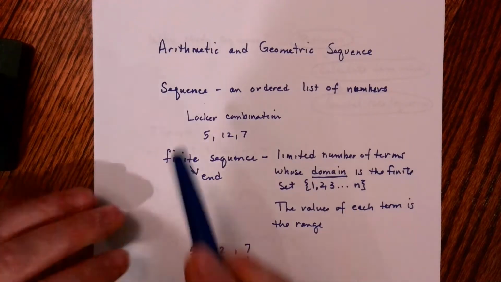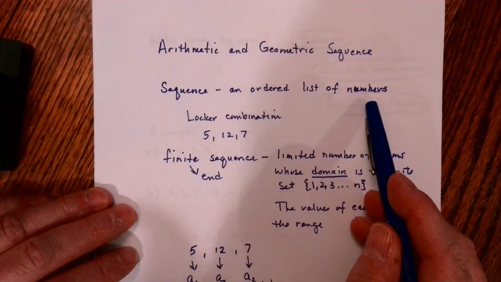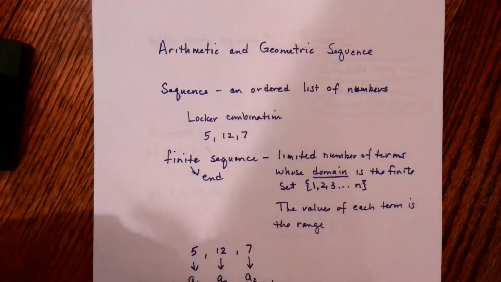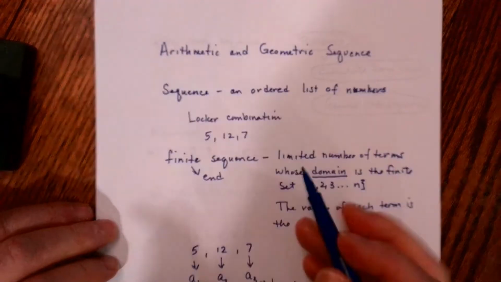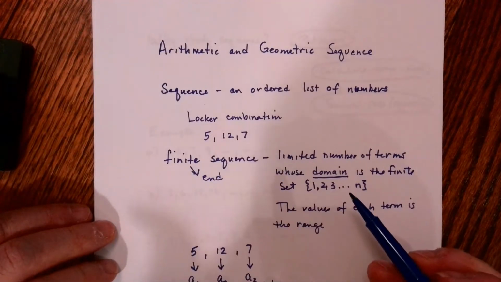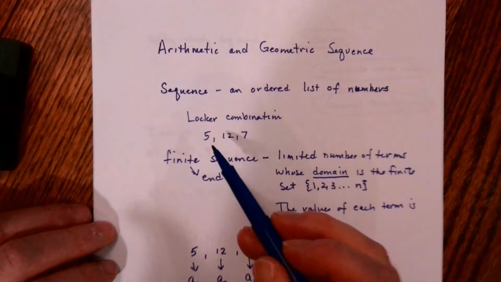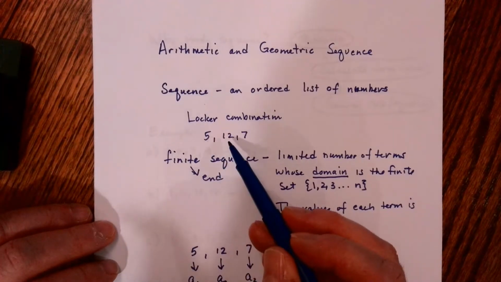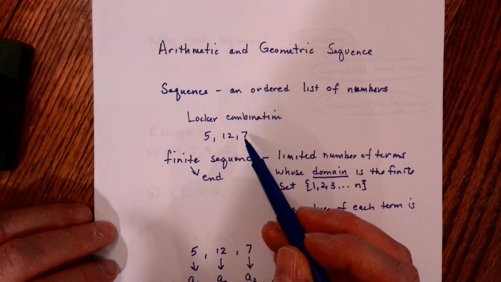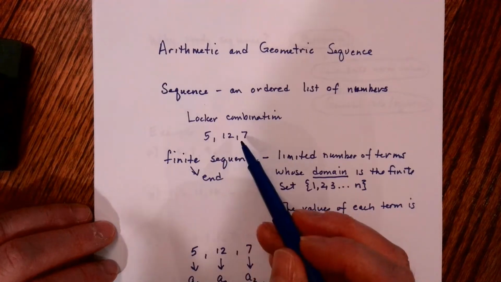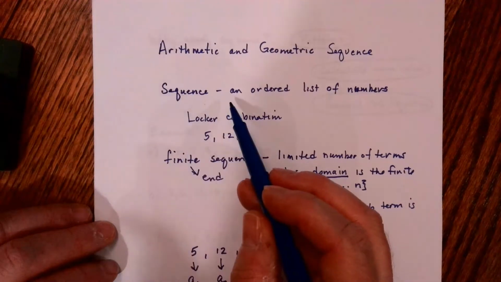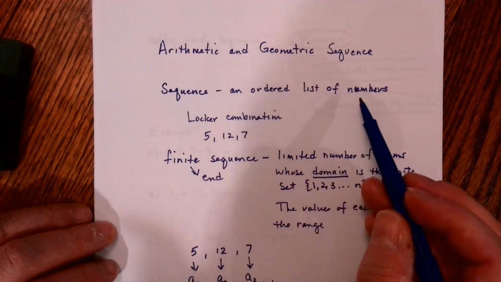A sequence is an ordered list of numbers. An example of that would be your locker combination. For example, 5, 12, and 7, if this was your locker combination. Then obviously you'd have to put the 5 in first, and then the 12, and then the 7. Since order is involved, we call this a sequence. So by definition, a sequence is an ordered list of numbers.